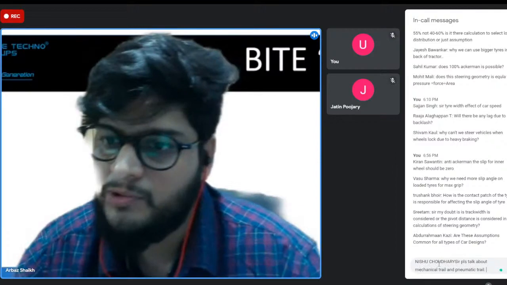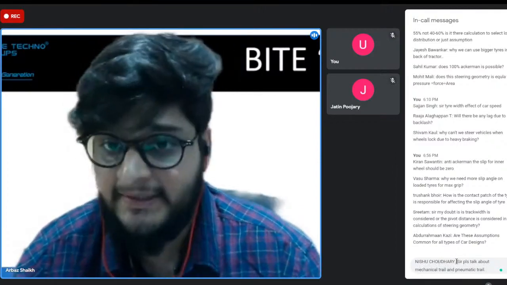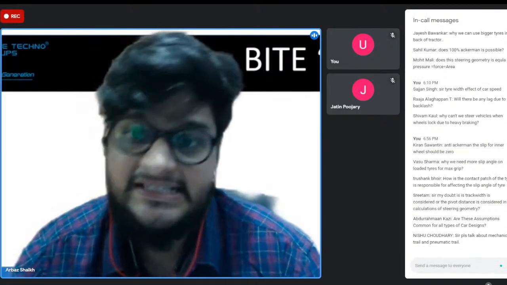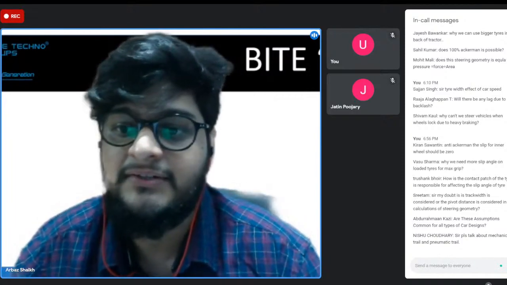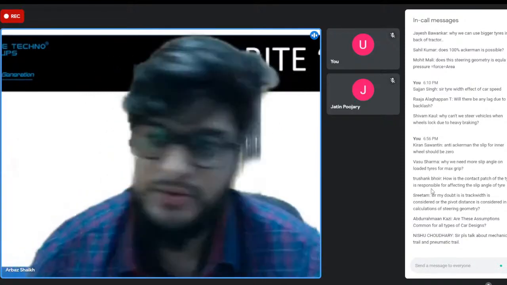Vasu is asking why we need more slip angle on the loaded tires. No, we do not need more slip on the loaded tires. We need less slip on the loaded tires so that we can get maximum grip in the direction we want to turn in.